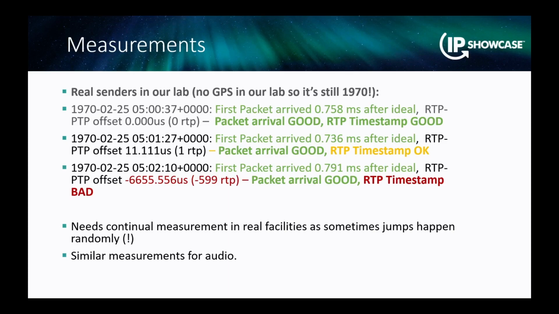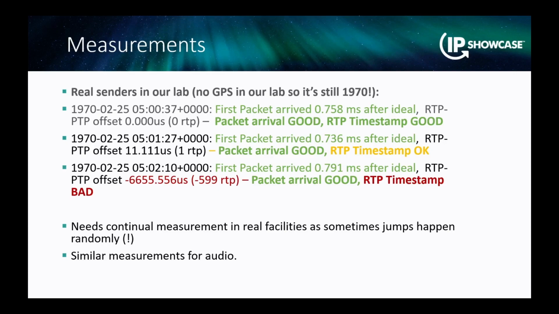Its RTP timestamp is also okay. It's one. So the middle column shows that we're one RTP clock tick out. And here's the third sender in our lab. This one again, first packet arrival time is kind of okay, nothing terrible. Possibly a more detailed analysis is needed, but practically probably not the end of the world.